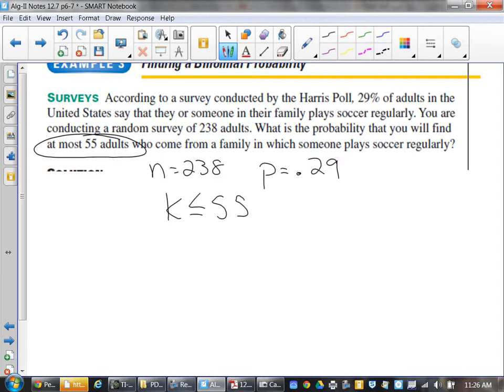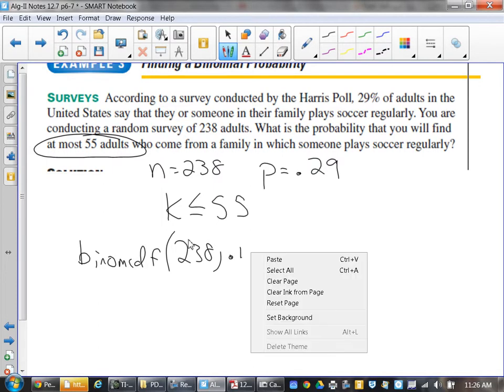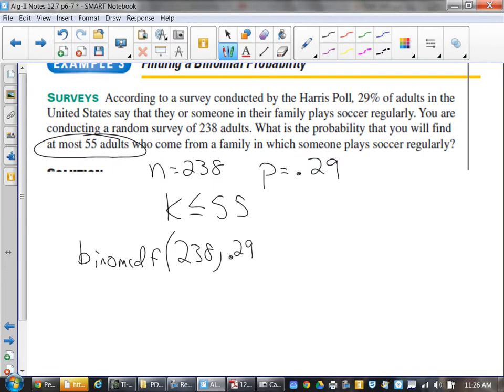So all we have to do here is know that the binomcdf, we all know where to find that now, right? Second, VARS. And then we would put in our calculator parentheses n, 238, comma, p, comma, 55. And it's going to give us a percentage, or decimal, excuse me. All right. What is it rounded out to be? 0.0248. It rounds out to be 0.0248.